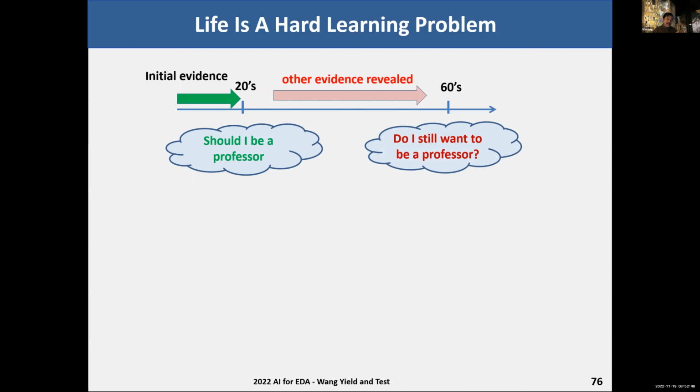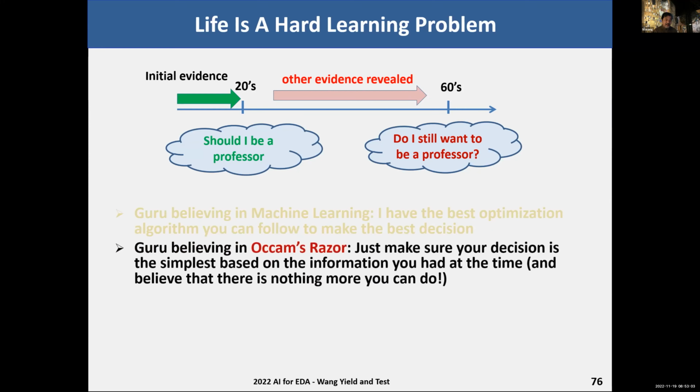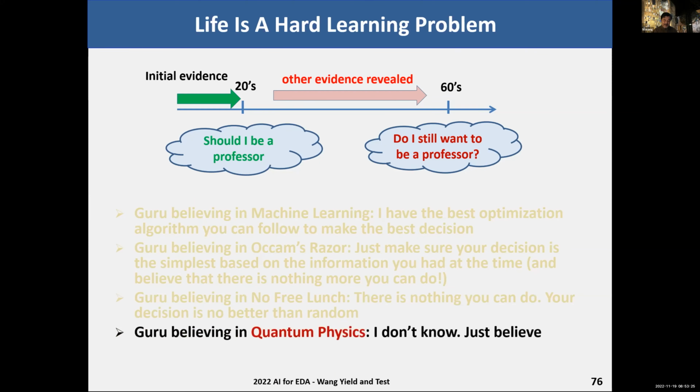I suppose the answer to that question depends on what school of thinking we're following. If you ask a guru believing in machine learning, he will probably say, I have the best optimization you can follow to make the best decision. If you ask a guru believing in Occam's razor, he will probably say, just make sure your decision is the simplest based on the information you had at the time, and believe that there's nothing more you can do. If you ask a guru believing in no free lunch, he will say there's nothing you can do, your decision is no better than random. And if you ask a guru believing in quantum physics, the answer might be, I don't know, you just need to believe.